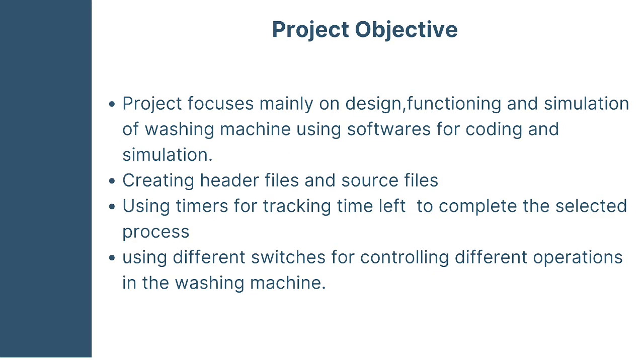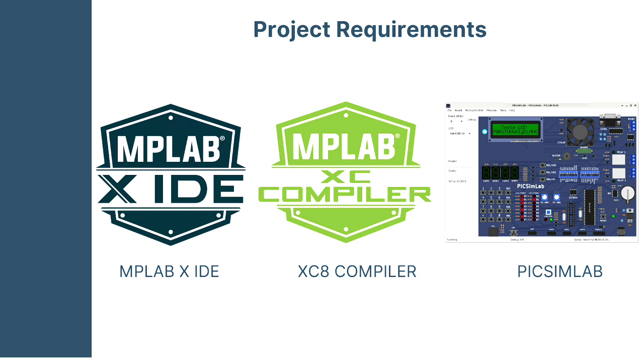Now, moving on, we are going to discuss the project objective. As discussed earlier, the project focuses mainly on the design, functionality, and simulation of a washing machine using software for coding and simulation. It creates header files and source files. Header files, that is .h files, were discussed earlier in this video and are very helpful for coding. It also uses timers for tracking the time left to complete the selected process, and different switches for controlling different operations in the machine.